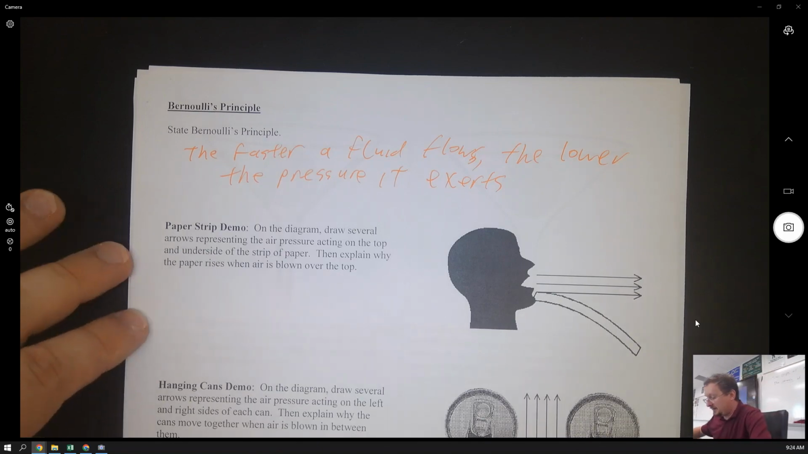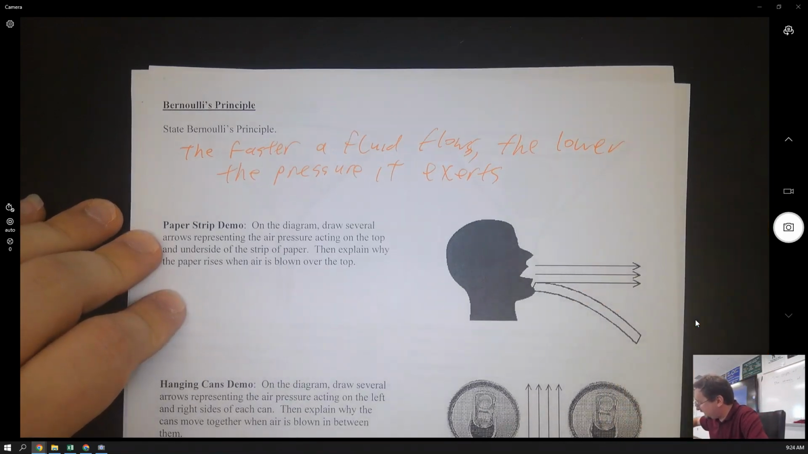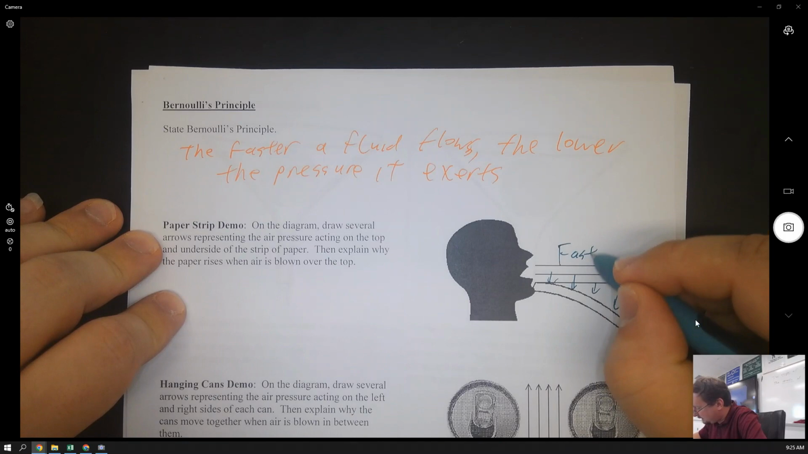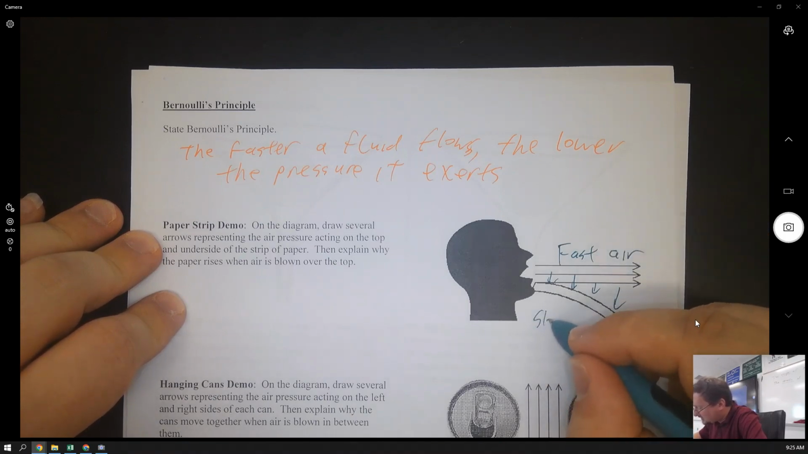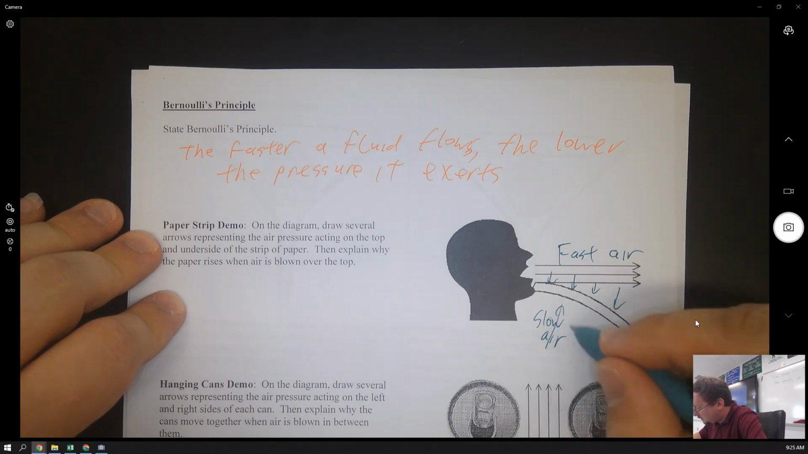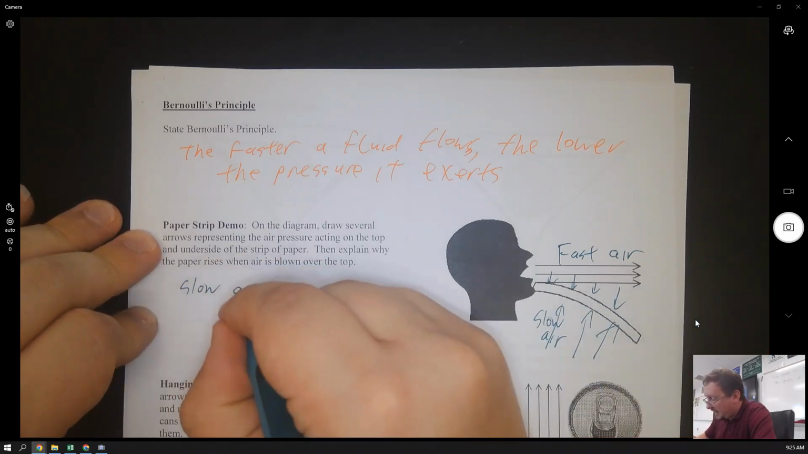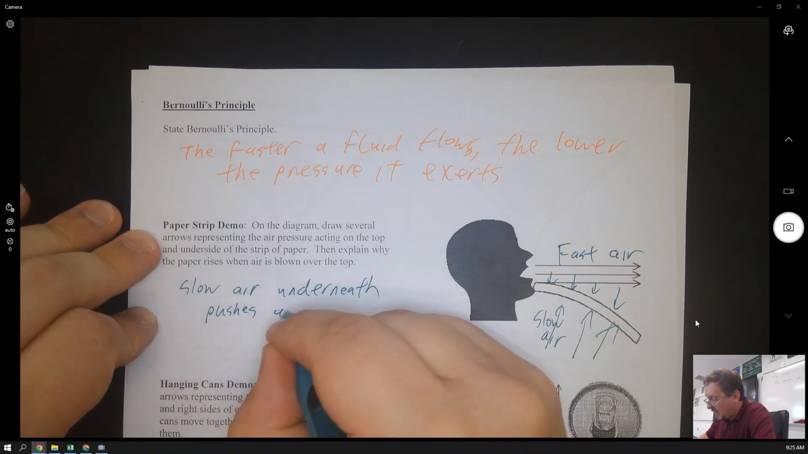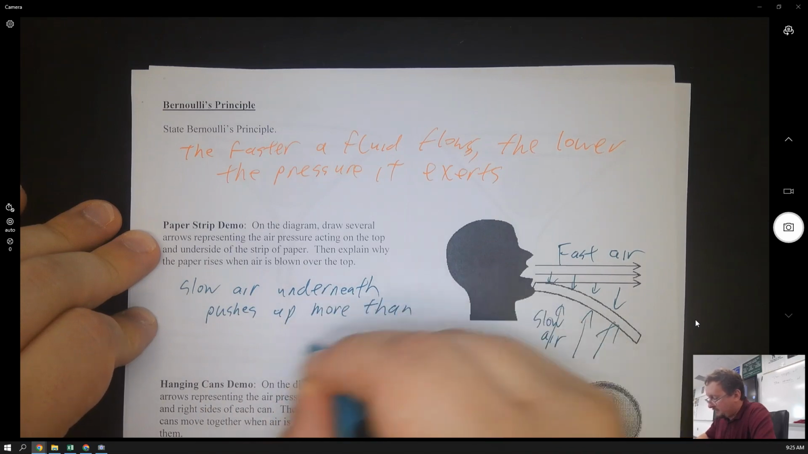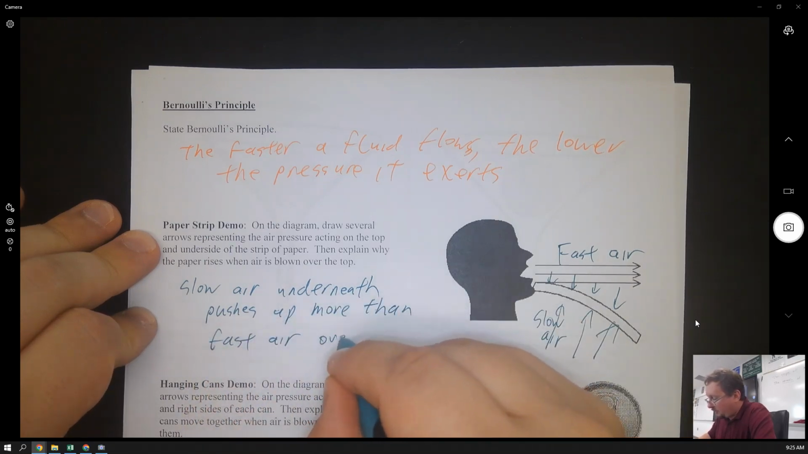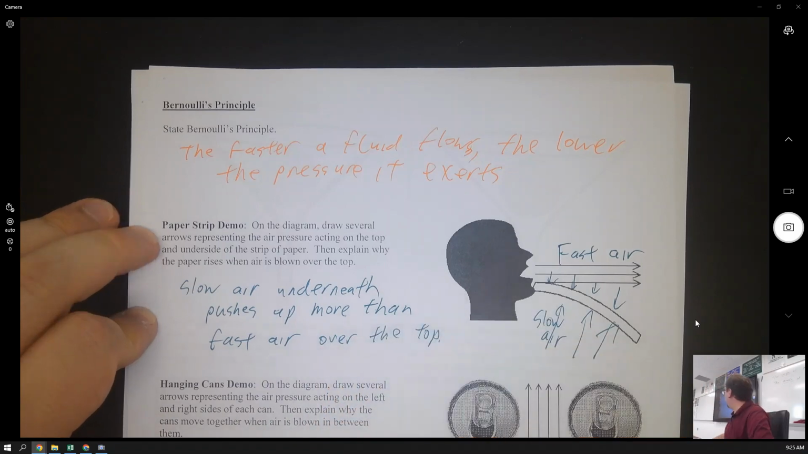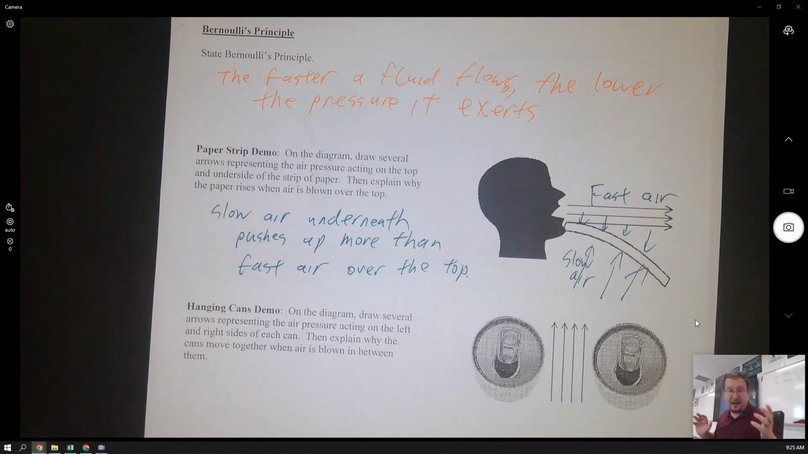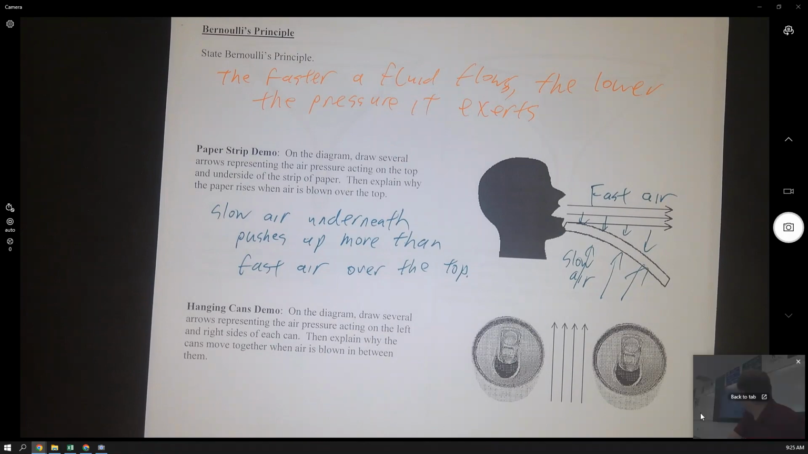All right, so the idea is that the air exerts low pressure on the top. This is moving fast air here, but this is slow, or you could just say stagnant air here, which exerts more pressure. So the slow air underneath pushes up more than the fast air over the top. So again, I've been told by some teachers that this is a different principle than Bernoulli. Not going to lie to you, it works for me, so I'm fine with it. I don't feel bad about it.